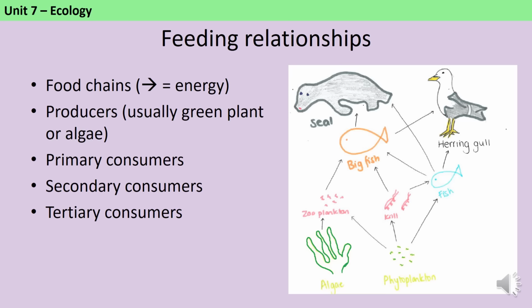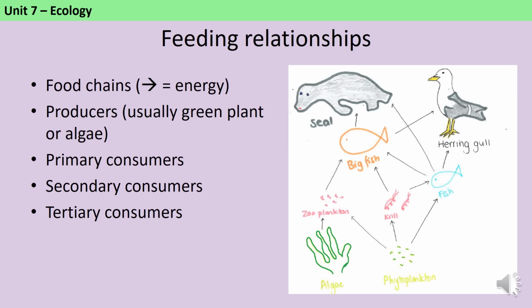Feeding relationships in an ecosystem can be represented by food chains, which can be put together to make a food web like this one. In each food chain, the direction of energy transfer is shown by the arrows. Every food chain begins with an organism that can synthesize molecules containing energy, and we call these organisms producers. Most producers are green plants or algae making glucose by photosynthesis.